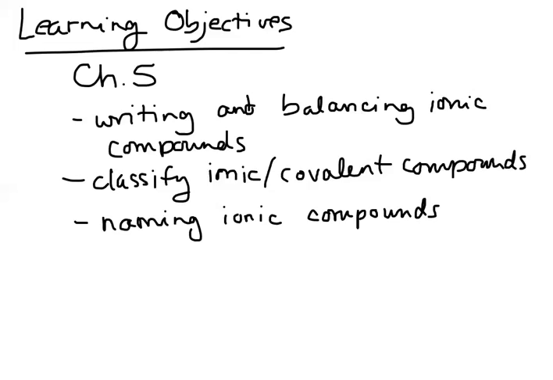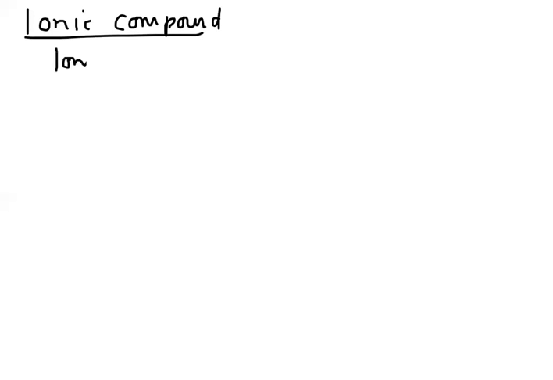First, we have a couple definitions. An ionic compound has an ionic bond. And an ionic bond is the attraction between two or more charges. So for example, Na plus and Cl minus.